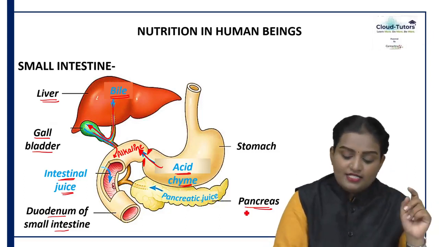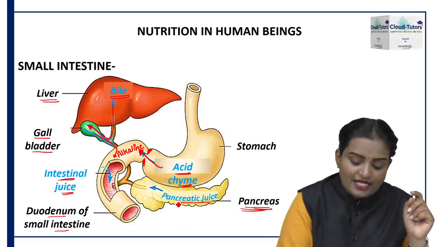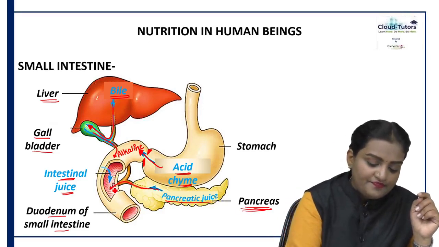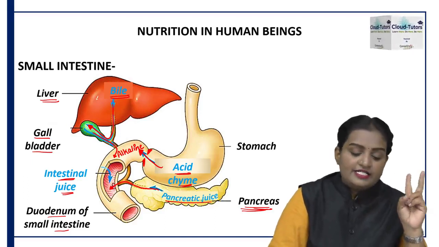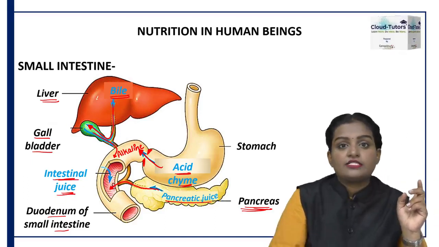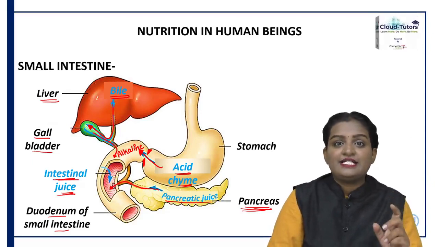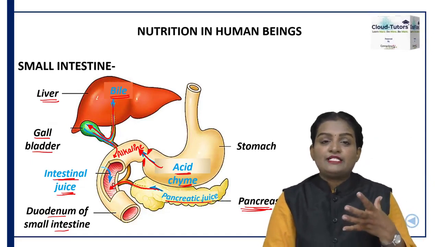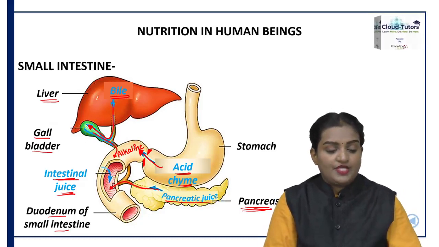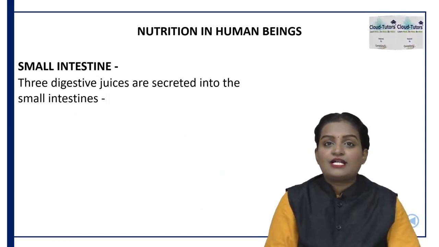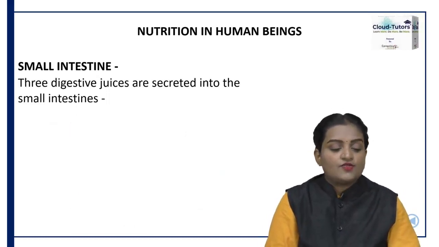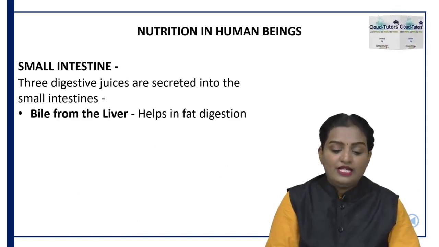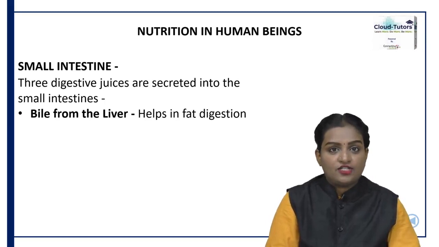The second organ is the pancreas, which releases pancreatic juice into the duodenum here. And third, the intestinal wall also has certain glands which release the intestinal juice into the duodenum. So the complete digestion begins in the duodenum. First, we will see what the main secretions are. So, three digestive juices. First, the liver, which releases bile, which helps in fat digestion.